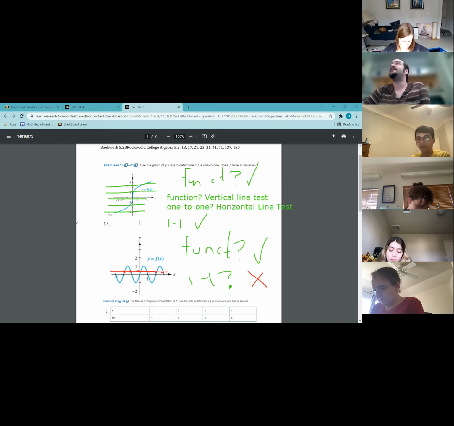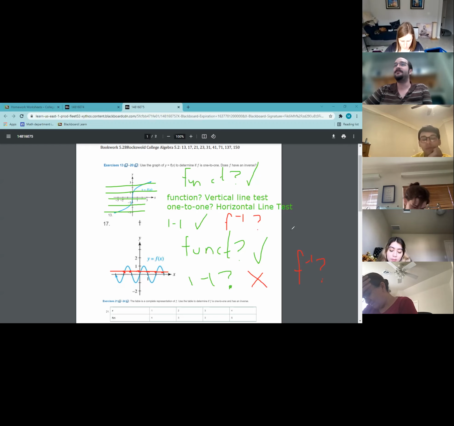Use the graph of f of x to determine if f is 1-to-1. The other thing, does it have an inverse? Yes. So 13, does it have an inverse? Yes. 17, does it have an inverse? No. So what's the same thing as saying it has an inverse, or that its inverse is a function?